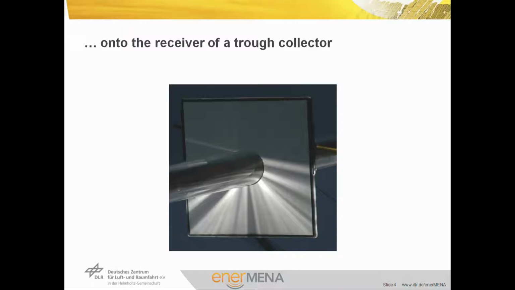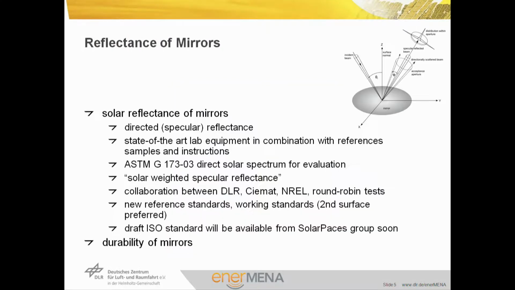And on this way, from the sun over the mirror to the absorber, we have certain components, and we're looking at their properties and their potential that enable us to optimize the overall optical performance of our system. First of all, the mirrors. The mirrors reflect the sunlight. The sunlight has a specific spectrum.